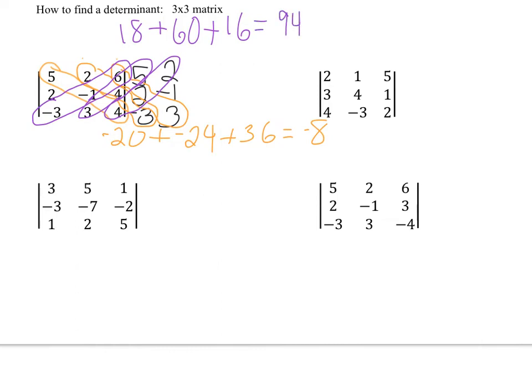And just like the 2 by 2s, we're going to subtract the diagonals. We're going to put the diagonals that go from top to bottom, left to right first, and we're going to subtract this one from it. So we're going to do negative 8 minus the 94 to get our beautiful answer of negative 102.